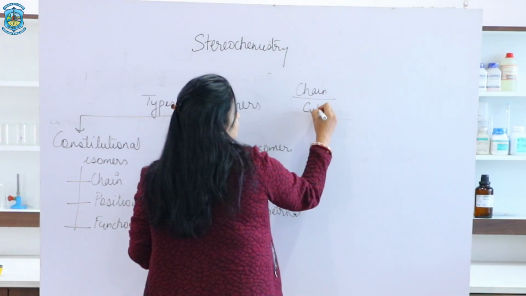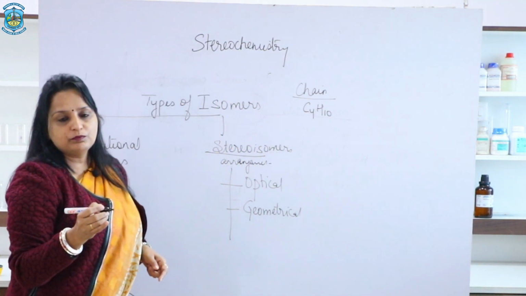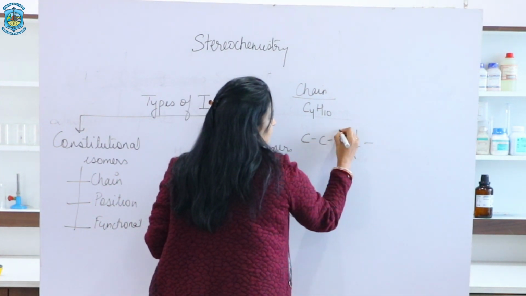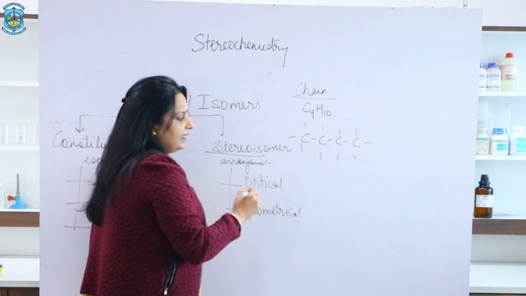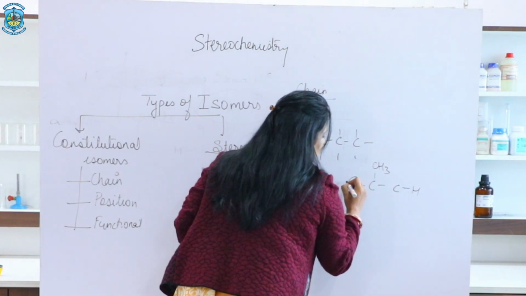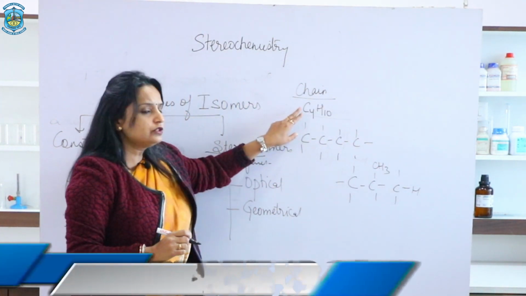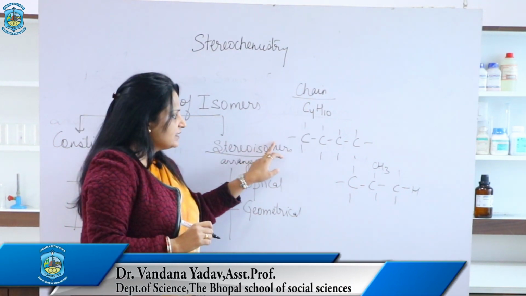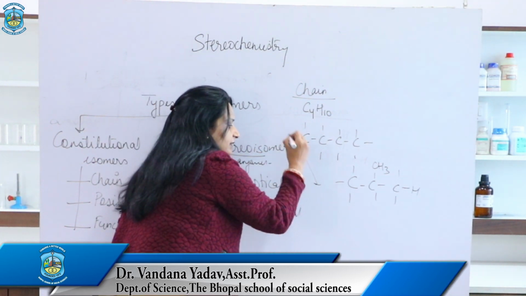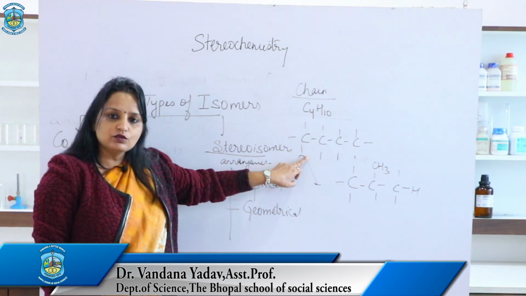Chain, as the name suggests: the compounds have the same molecular formula but the structure of the chain is different. For example, if I have C4H10, you all know about butane, I can draw it in the form of a linear structure, and I can also arrange it as a branched structure. The constituents are the same, but you can see the chain is linear and here it is branched. So these two are related to each other by chain isomerism.